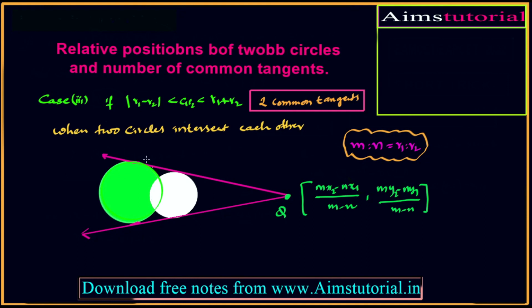Now case 3: if C1C2 lies between |R1 - R2| and R1 + R2, we can draw 2 common tangents, and the given circles intersect each other. The 2 common tangents can be drawn from the external center, that is (mx2 - nx1)/(m - n), (my2 - ny1)/(m - n). If C1C2 lies between |R1 - R2| and R1 + R2, the two circles intersect each other, and the number of common tangents is 2.